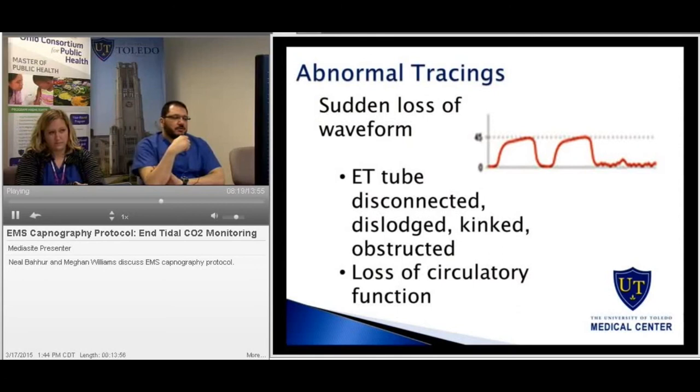Alrighty, the next few pictures are going to be showing us some waveforms, and these are considered abnormal, and each of them should indicate to the provider that a problem is going on and will allow us to rapidly recognize the issue and correct it. This first one here shows two good waveforms and then a sudden loss of the traditional waveform. This could demonstrate that the ET tube has been disconnected, dislodged, kinked, or obstructed, as well as even some sort of loss of circulation that needs to be addressed right away.